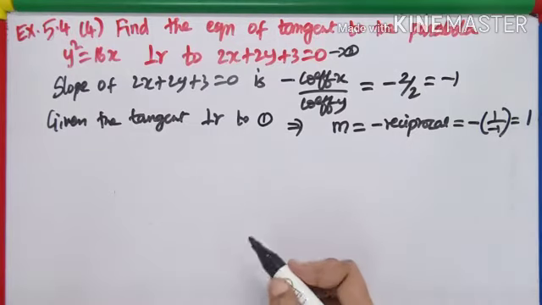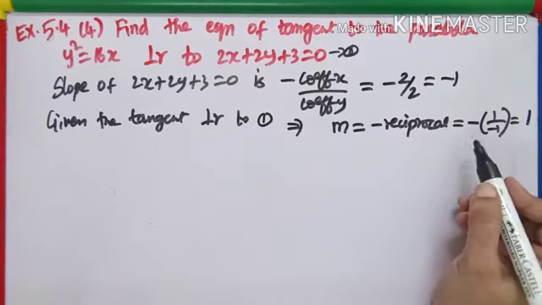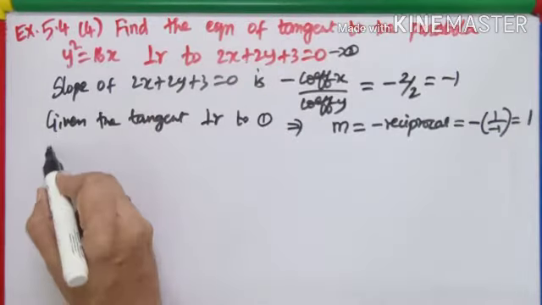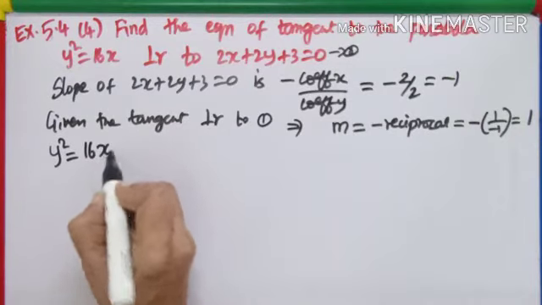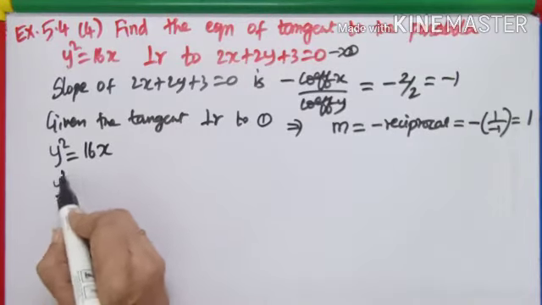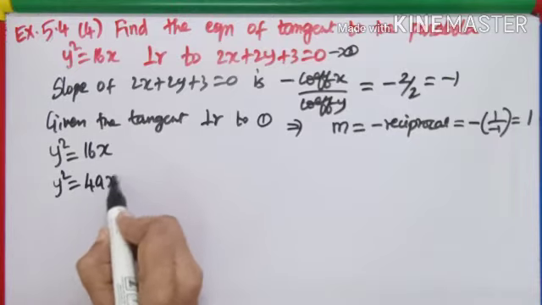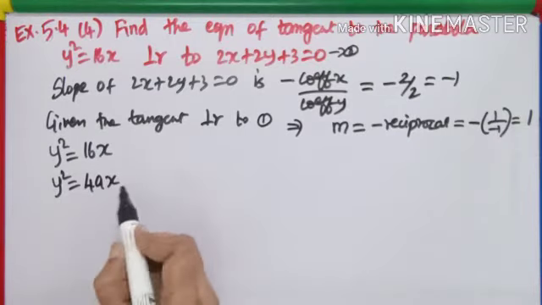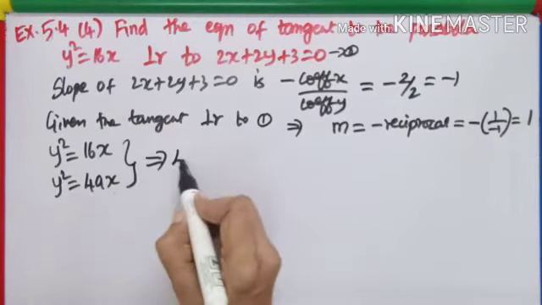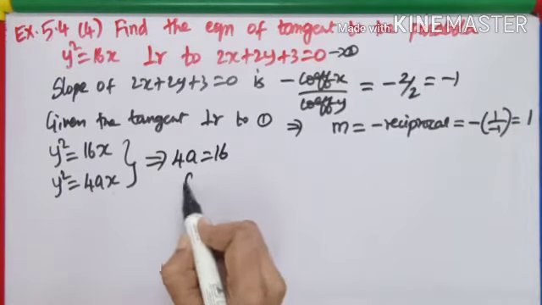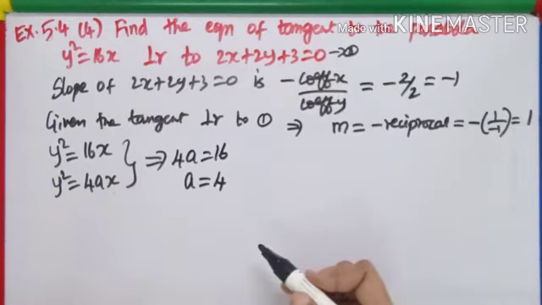Once I know m, I need to know what a is from the parabola. So y square equal to 16x is the parabola given. Let us compare with the standard equation y square equals 4ax. This tells me 4a is 16, or a is equal to 4.